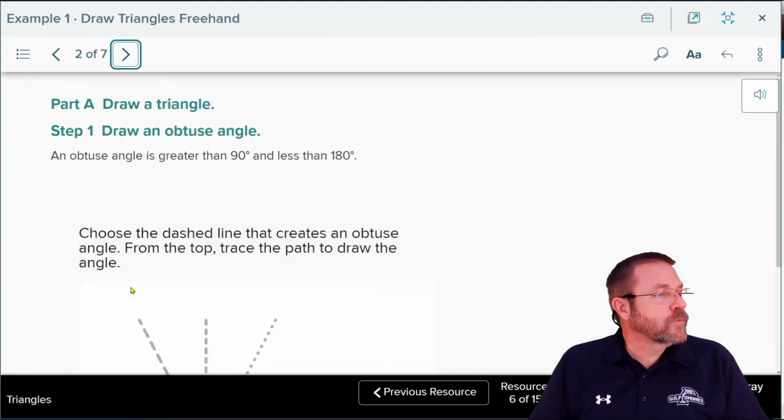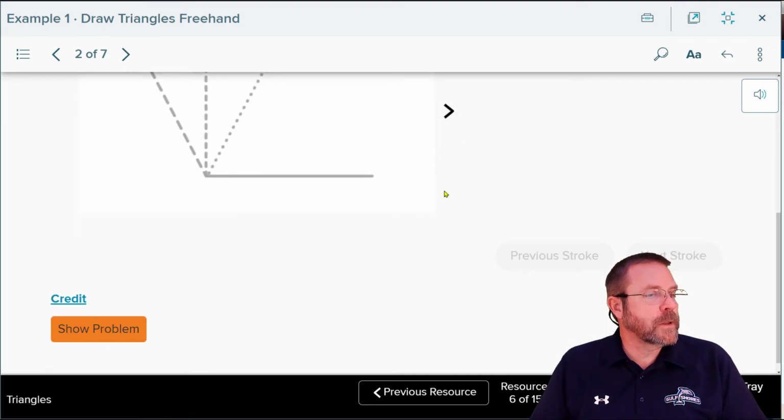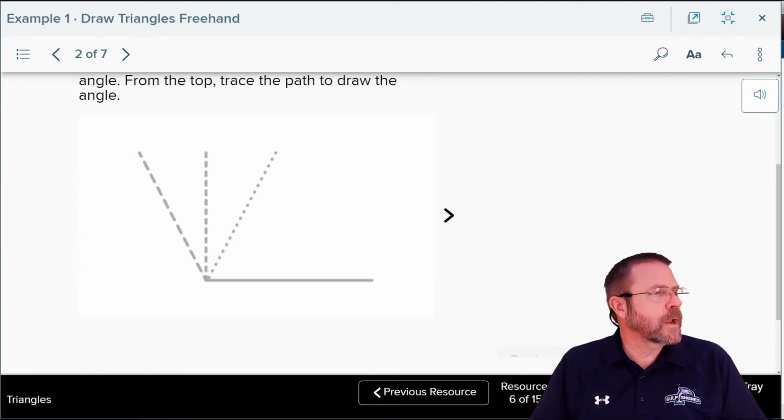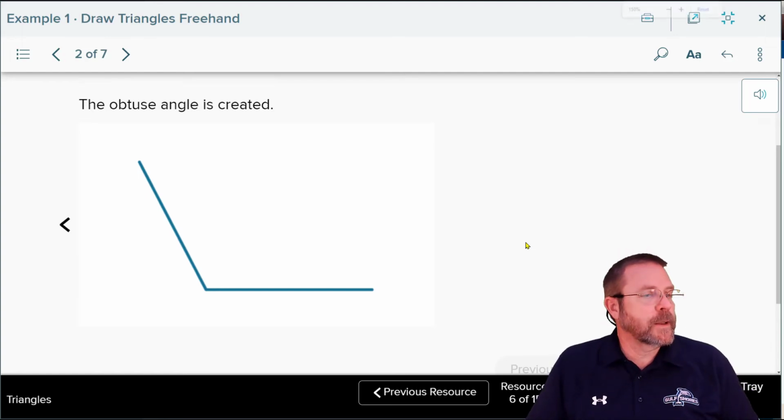We're going to start off by drawing our triangle, and they say that obtuse triangles can be greater than 90 degrees, but less than 180 degrees. It says they want us to choose from the dashes to figure out one of the options here. I'm not sure how I was supposed to choose that dash there, but yep, that's the one we want. That's going to be our obtuse angle.